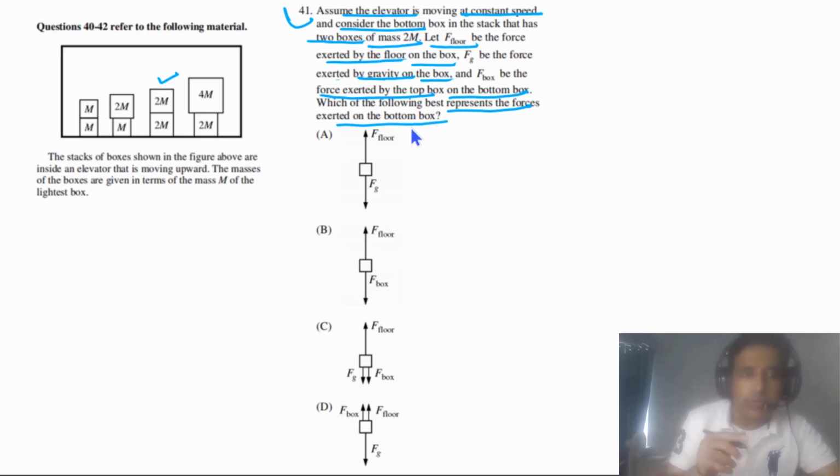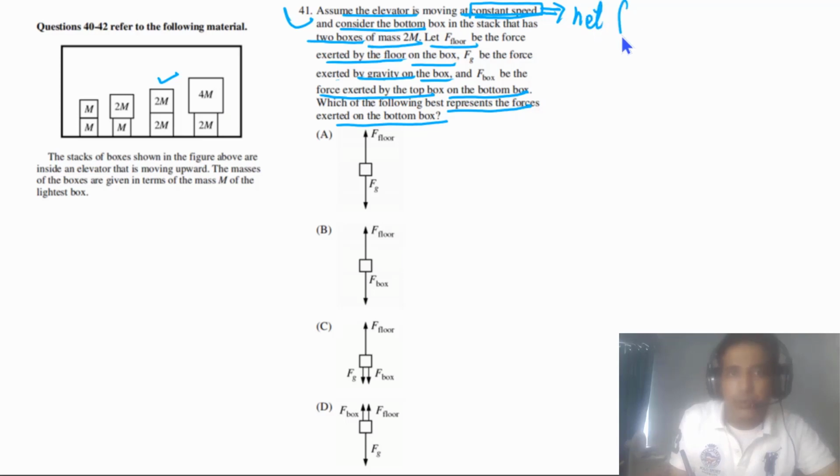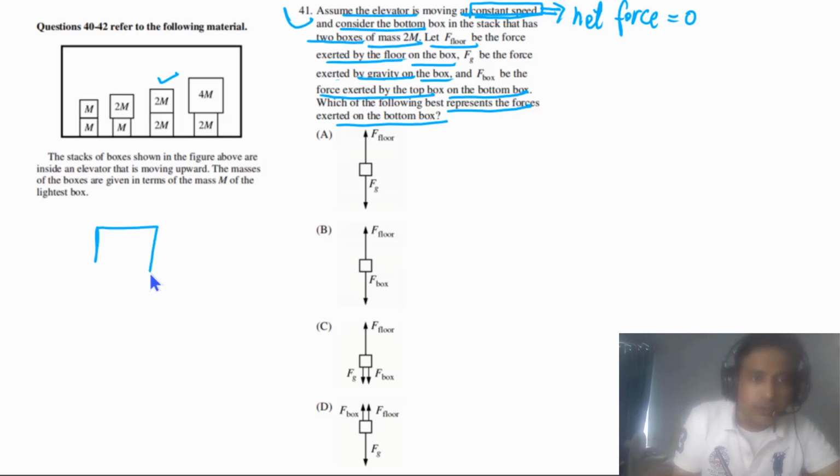First of all, we need to understand it is given that the box is moving at constant speed. Constant speed simply means that net force is equal to 0. Very important point. So the forces on the bottom box are balanced. Now if we draw this arrangement again, this stack, we can draw these two boxes and we will focus on the bottom box only. This is 2m and here we have the ground.